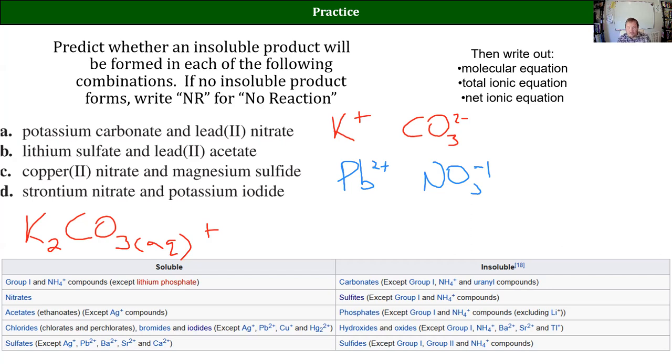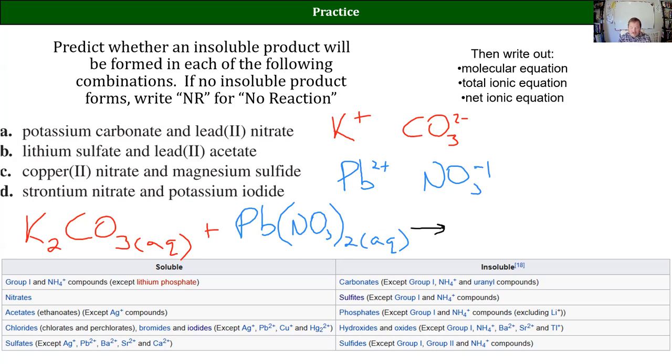It definitely speeds things up if you don't have to go back and check the formula for nitrate. So that means you're going to need 2 nitrates for every 1 lead 2 ion. So our formula would be lead nitrate, Pb(NO3)2 aqueous, and the possibilities for what we can do with that.